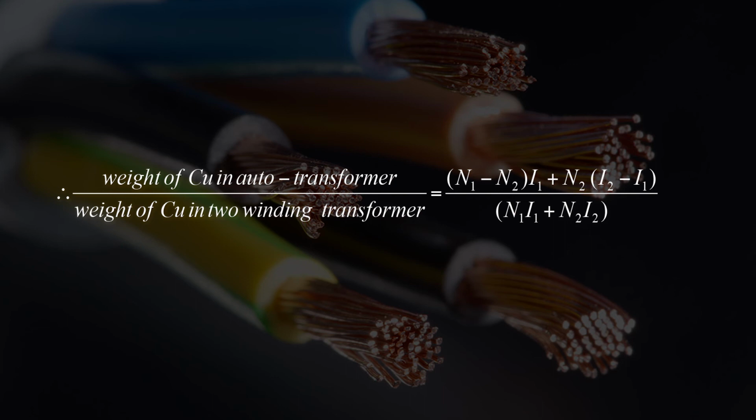So the ratio of the weight of the copper in the auto transformer to the weight of the copper in the two winding transformer can be written as (N1 minus N2) into I1 plus N2 (I2 minus I1) upon N1I1 plus N2I2. So after solving, you can write that the weight of the copper in the auto transformer to the weight of the copper in the two winding transformer is equal to 1 minus K.